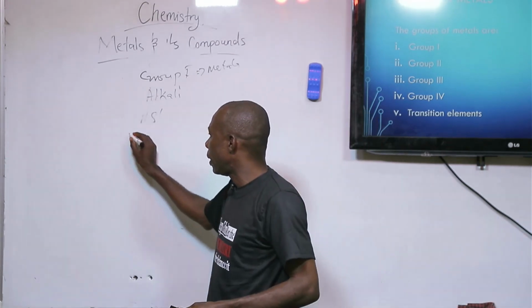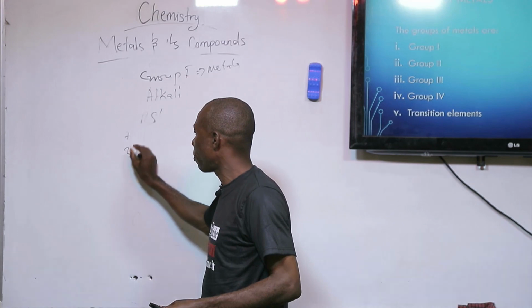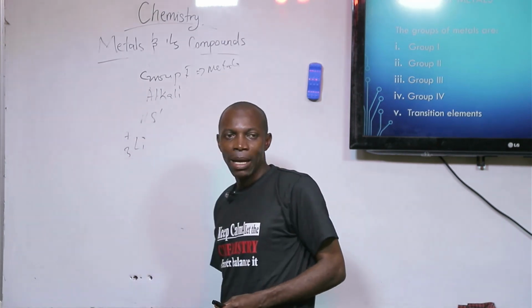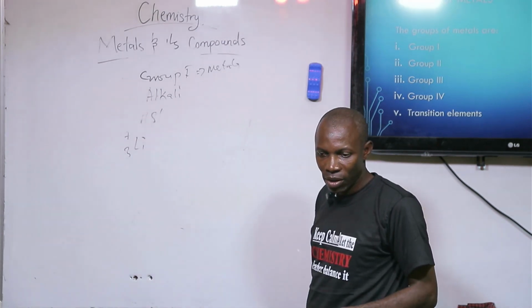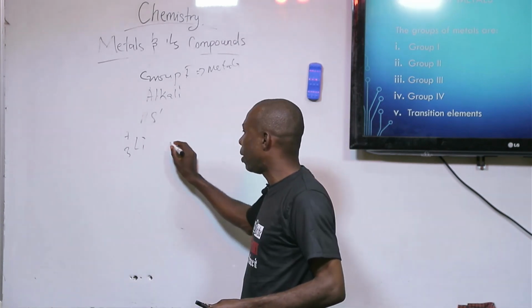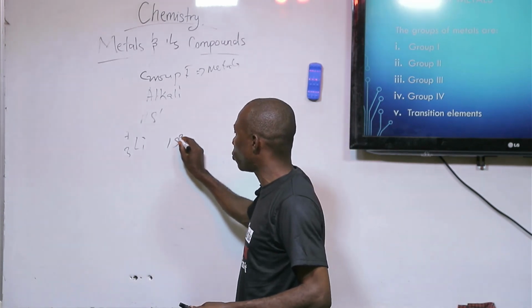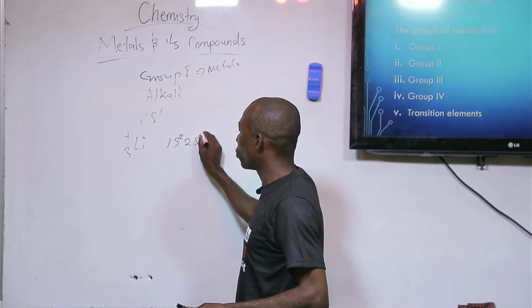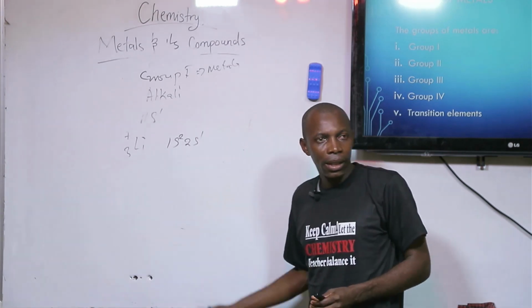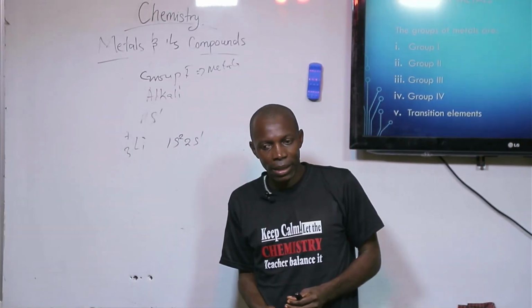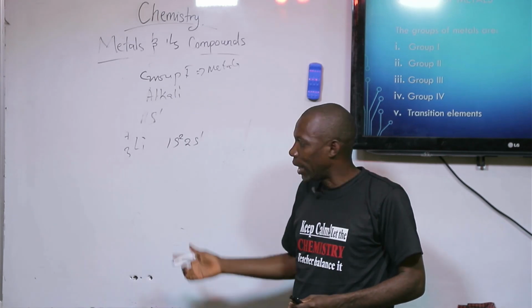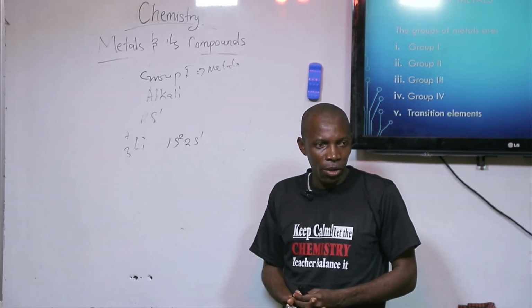Example, lithium. Lithium has 3 electrons, so you can write it as 1s2, 2s1. They are the group 1 metals, and they are the s1 block metals.